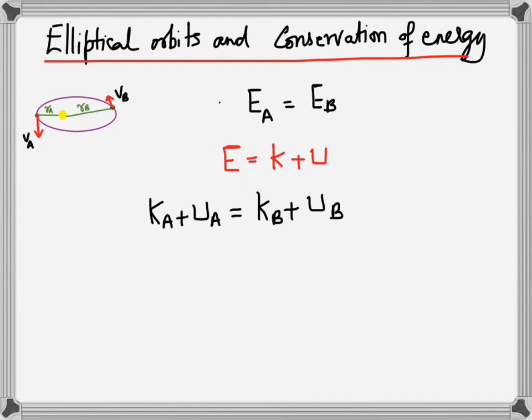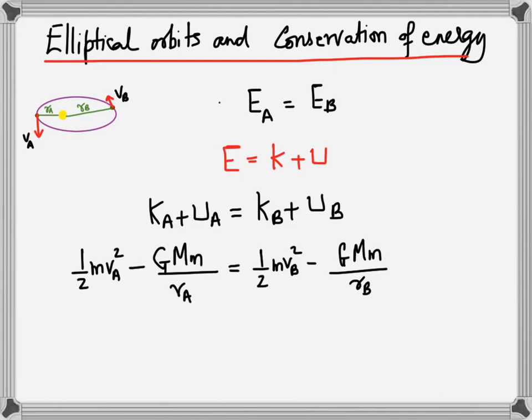Energy is kinetic energy plus U, so we substitute that. Kinetic energy at A plus potential energy at A equals kinetic energy at B plus potential energy at B. Substitute the formulas to get this expression. Do not forget the gravitational potential energy for this system is negative GMm over R, and according to the position we will write RA and RB.